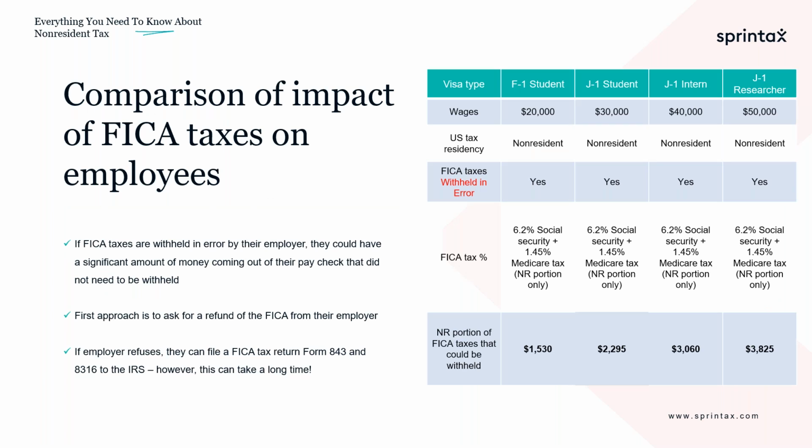But just looking at the comparison of the impact of FICA taxes on employees and what it can look like if you do have FICA withheld incorrectly. It can result in a significant amount of tax being withheld that ultimately didn't need to be withheld. So if we look at the case of the F1 student earning $20,000 in wages, they're a non-resident, but maybe their J1 employer wasn't aware of that and they withheld FICA incorrectly. That resulted in over $1,500 being withheld that ultimately didn't need to be withheld.